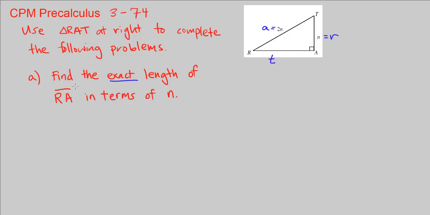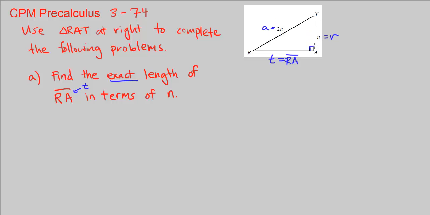Okay, so where is side RA? Well, RA is right here, which is the same as side t. So this is equal to side RA. So how do we find the length of side RA, or t? I could even write t in terms of n. Well, if you look at the other two sides, they are both in terms of n. This is 2n and this is n.